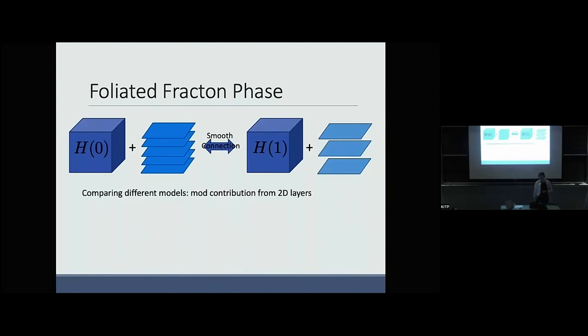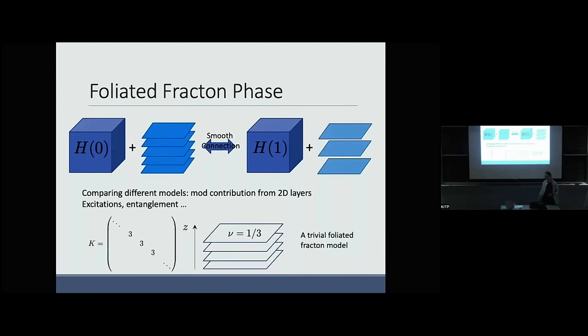Right. So this is how we try to make sense of what it means to have a fractal order and what it means to have a fractal phase, and how to compare fractal order between different models. So we're modding out contributions coming from 2D layers, the excitations, the entanglement, the ground state degeneracy, but then comparing the feature that is still there even when we take all the 2D layers out. In this sense, the diagonal Chern-Simons theory that I started from, which is effectively a pure stack of 2+1D fractional quantum Hall states, would be considered a trivial fractal order because everything is captured by the layers already.